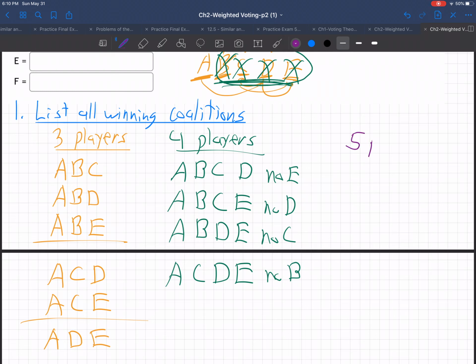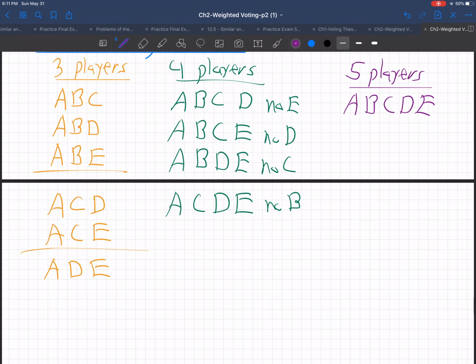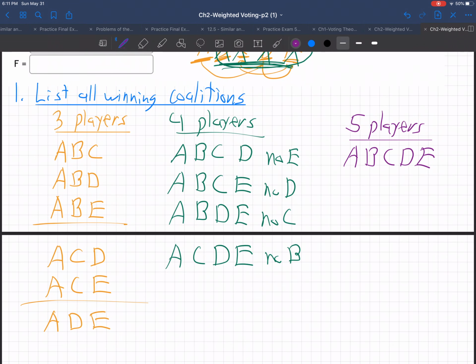All right, now finally 5 players. So we've listed all the winning teams with 3 players, 4 players, now finally 5 players. Well, if you're going to have a winning team, right, this is all about all winning coalitions, all winning teams. So if you're going to have a 5-player winning team, that's just going to be all 5 players, isn't it? A, B, C, D, E. Again, we don't care about F. F's a nobody, is a non-voting member. Yeah, you just got to have all 5 players, and that's a winning team. All right, that's the most important step. Step 1, list all the winning coalitions.